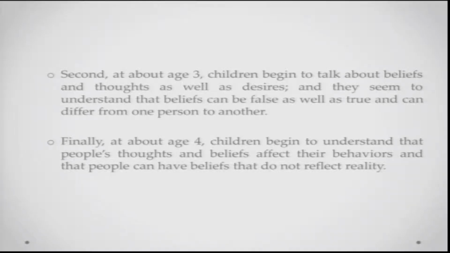Finally, at around the age of 4, children begin to understand that people's thoughts and beliefs affect their behaviors, and that people can have beliefs that do not reflect reality. So the idea is they start thinking that other people can have different kinds of thoughts and different kinds of beliefs, and different people believe in different ways because of their own thoughts and beliefs, which might not be exactly the same thoughts and beliefs that I am having as a child. So these are the 3 stages in which the development of theory of mind has been captured and proposed.